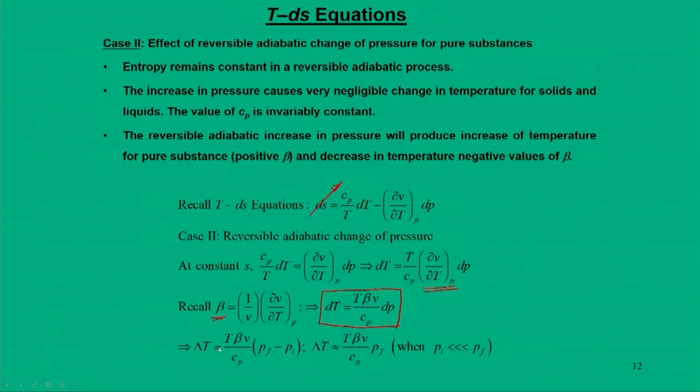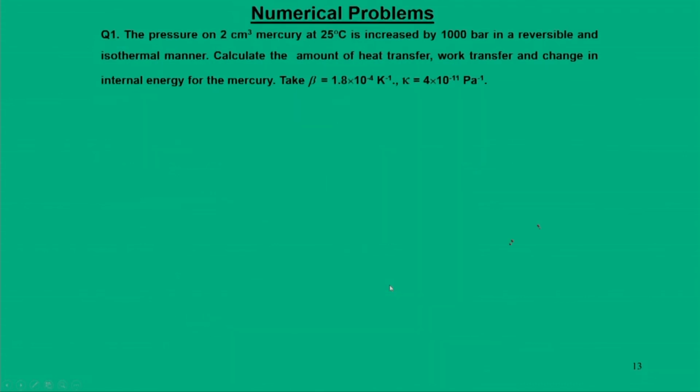The rise in temperature for the pure substance can be expressed as delta T is equal to T beta V by Cp into (Pf minus Pi). When Pi is much less than Pf, delta T becomes T beta V by Cp into Pf. Okay, so this is all about the contents for the lecture today.